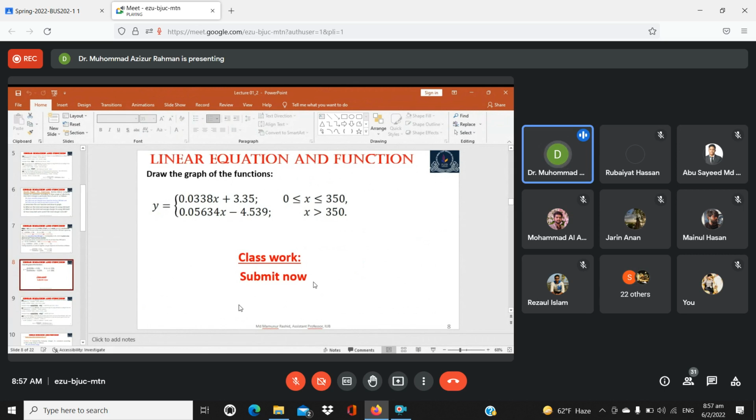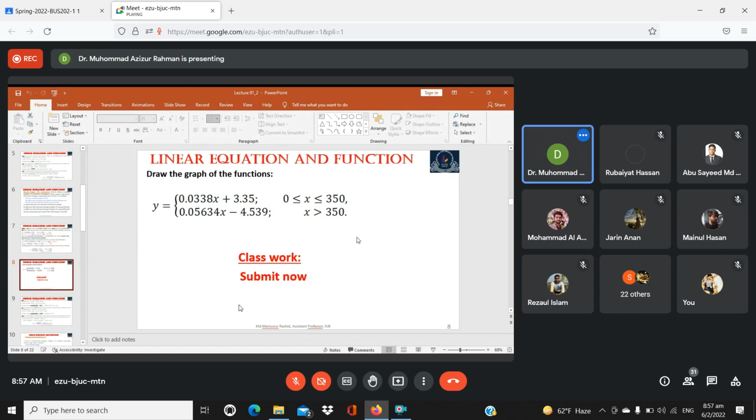So on a piece of paper, you draw the graph similarly. You write x-axis, y-axis. Y-axis is the cost, x-axis is the number of kilowatt hour. Then from these two equations, you can draw the graph. And email it to me now.